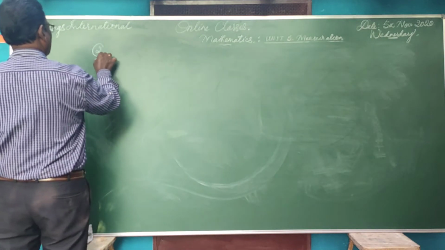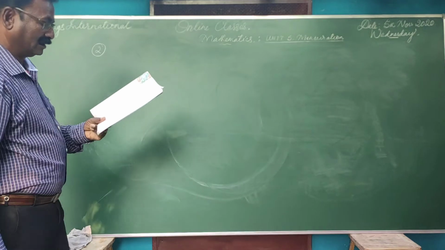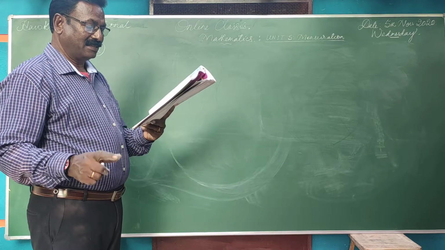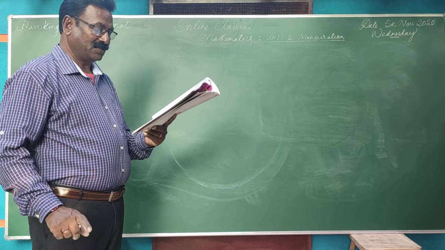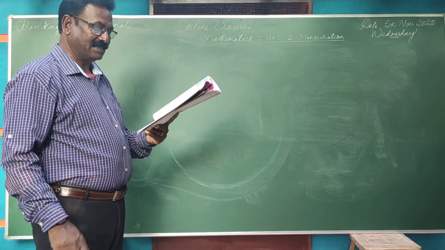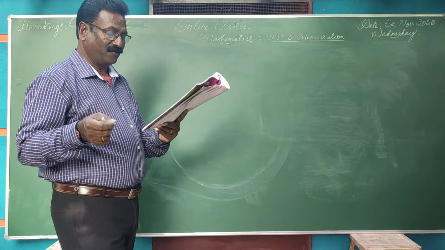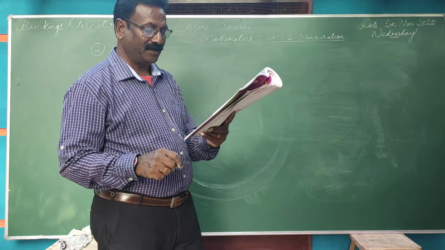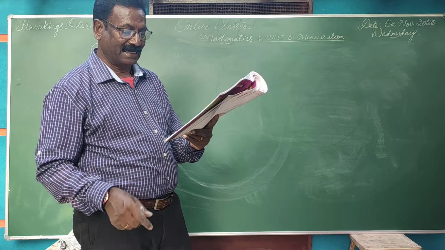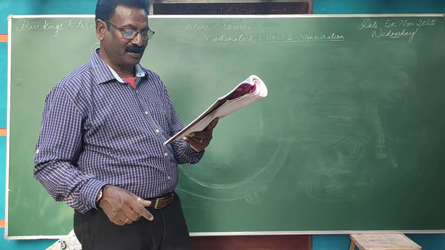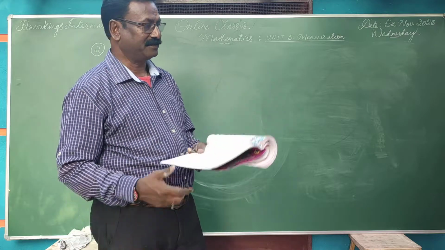Task number 2. The wire is bent in the shape of a rectangle. Its length is 20 centimeter and breadth is 16 centimeter. If the same wire is rebent in the shape of a square, what will be the measure of each side? Also find which shape encloses more area.